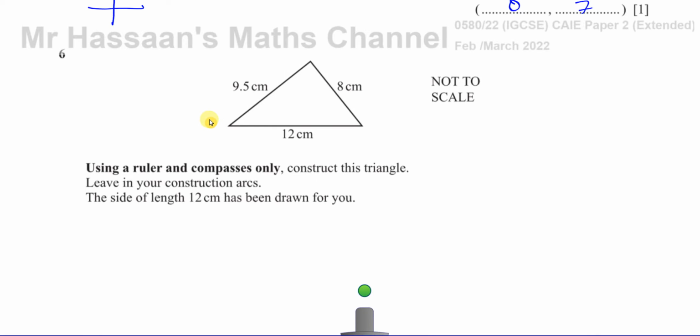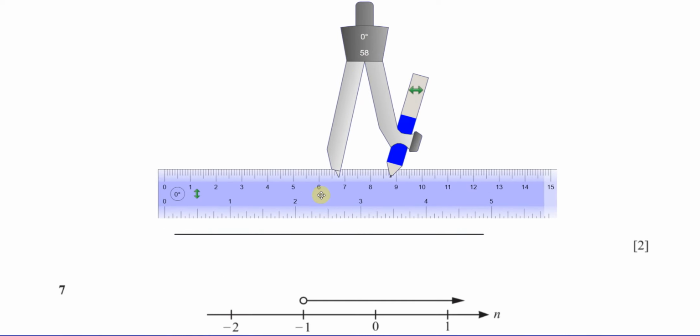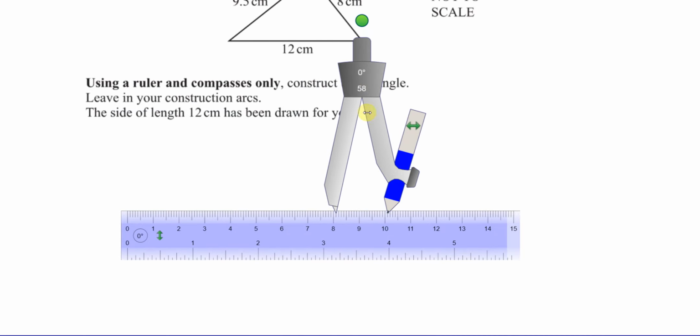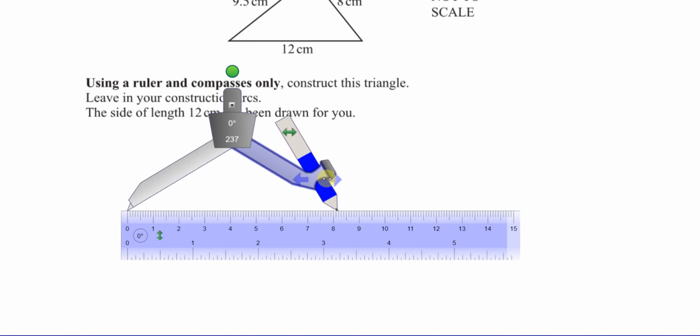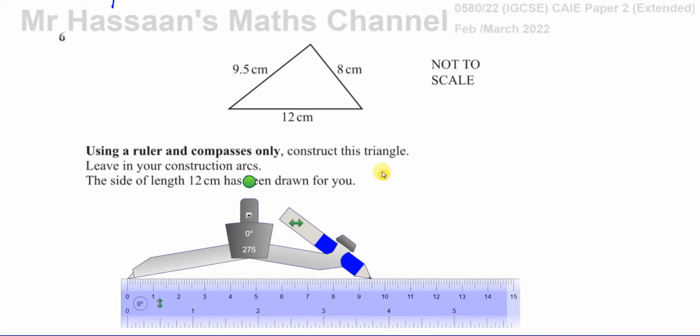So what we do is we take one of these lengths. I'll take 9.5 centimeters first, and I'll measure 9.5 centimeters on my ruler. I'll open the compass, and you have to be as precise and accurate as possible. So you put the pin at 0, and then you open up the compass so the point of the pencil is at 9.5, which just about makes it in this compass. So now the distance between the pin and the point of the pencil is exactly 9.5 centimeters.